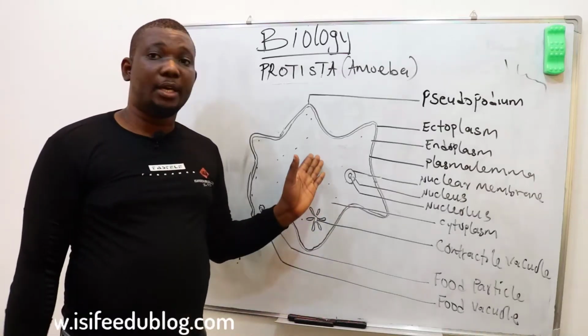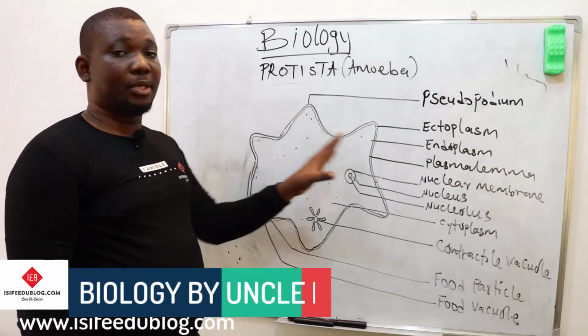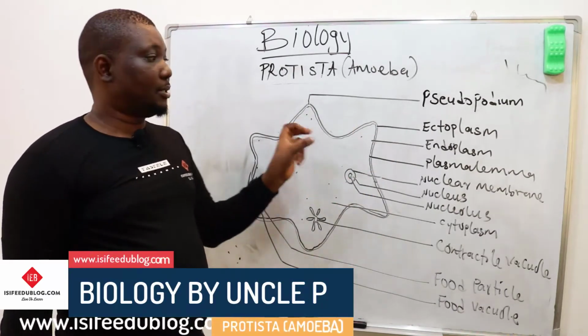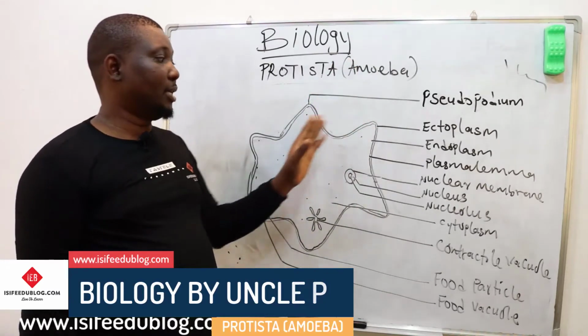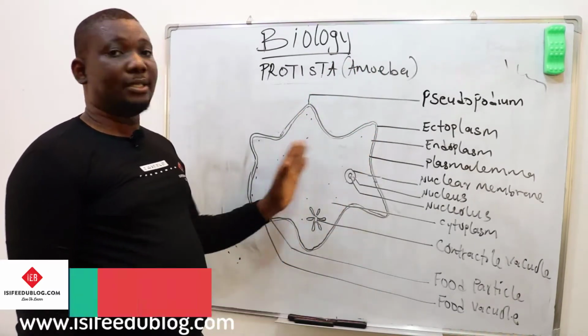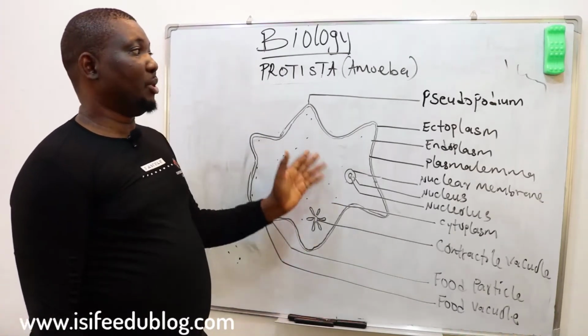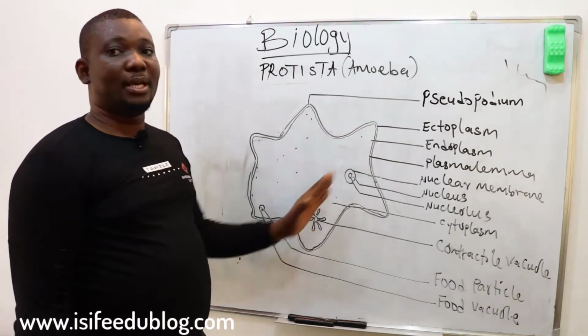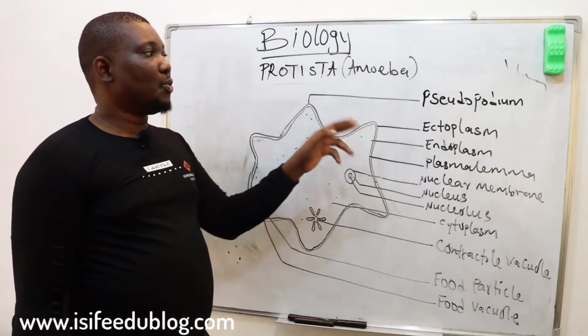This is the diagram of Amoeba, and looking at this diagram on the board, the tip you should know in diagram, especially when it concerns Amoeba, is that you must ensure that the shape is shapeless. That is the meaning of Amoeba. Shapeless.